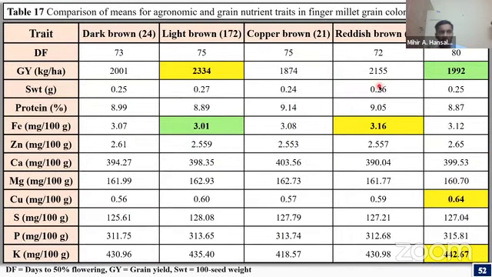Table 17 shows the comparison of traits based on finger millet grain color. Light brown germplasm has high grain yield compared to white. Reddish brown germplasm has higher iron content than light brown. And if we divide into two groups, the colored and the white, then white germplasm has higher copper and potassium than the colored one.